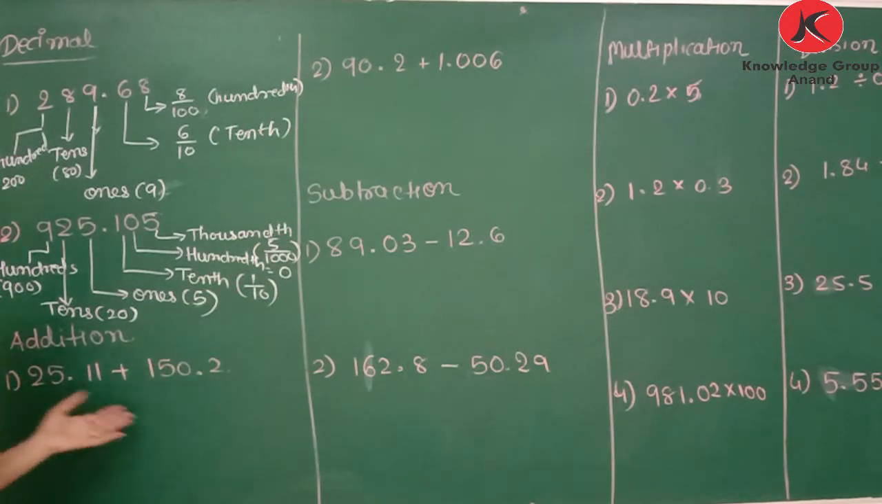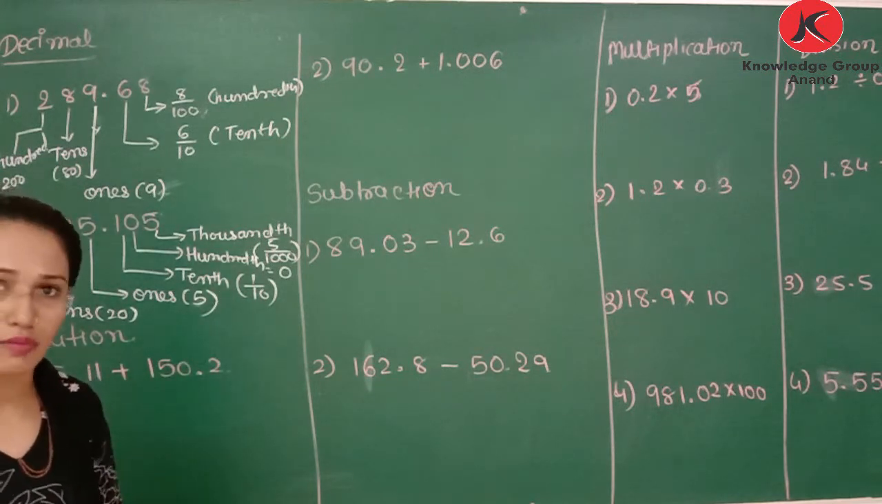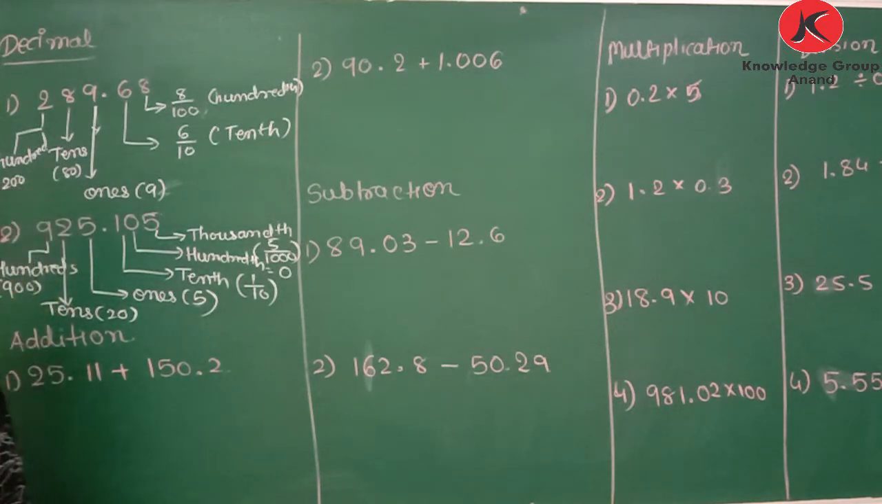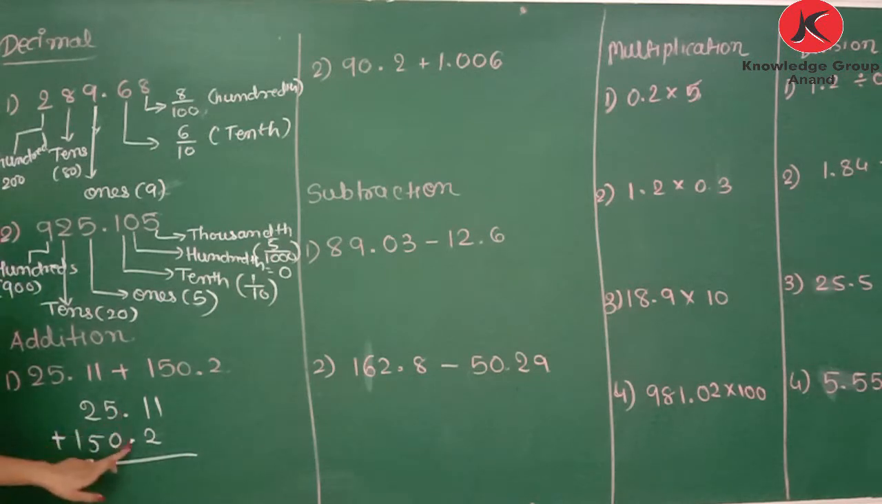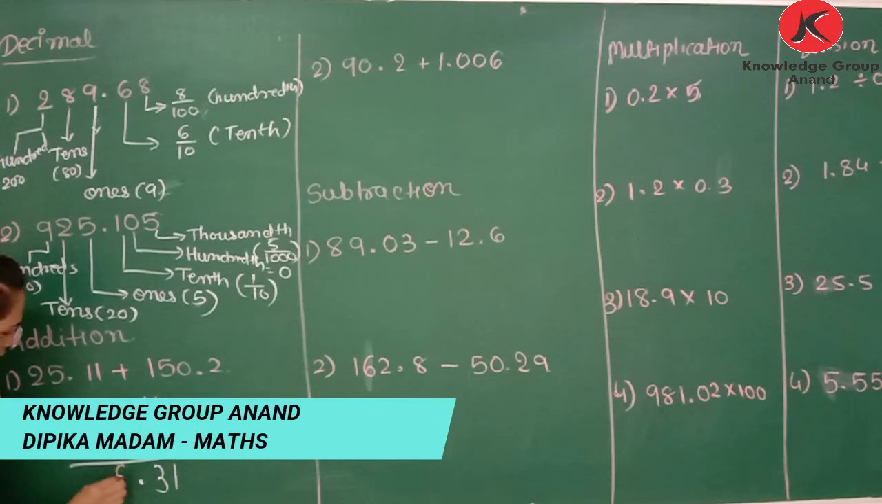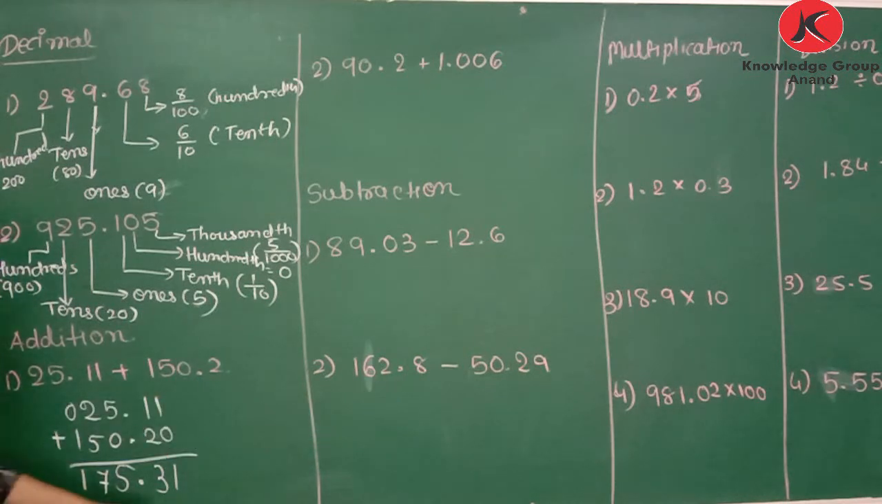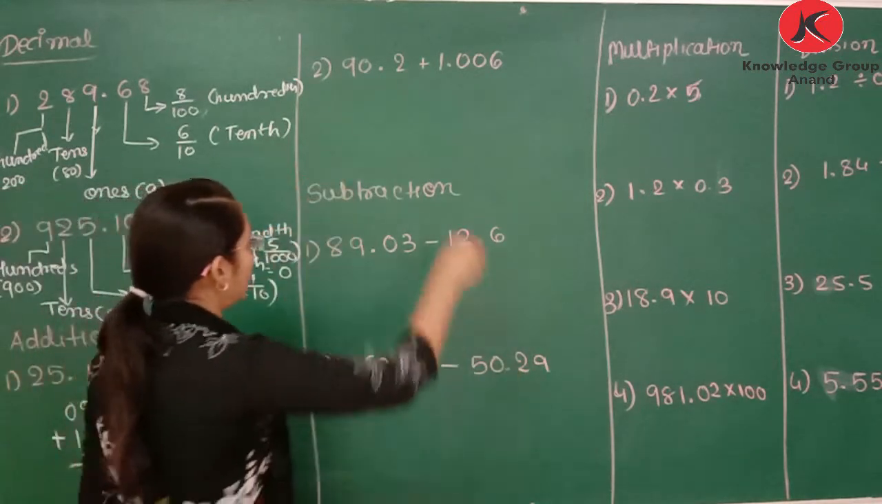Now addition of decimal. I already told you that whenever you are performing the addition of decimal, you need to write decimal point exactly below the decimal point. It means 25.11 plus 150.02. Okay, point is exactly below the decimal point. Add the numbers. So it is 175.13. Clear?